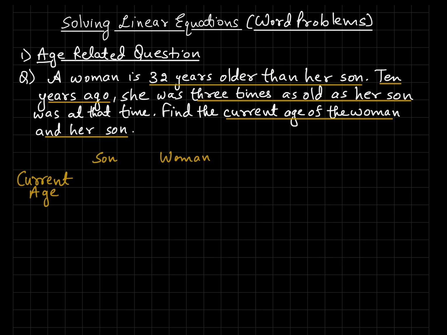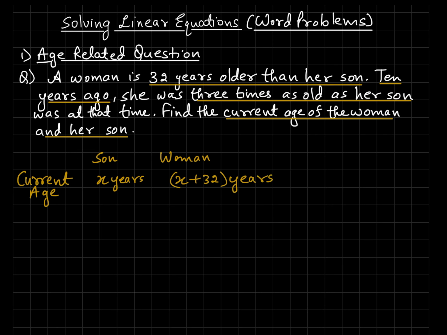So let us assume the current age of the son be x years. So woman's age would be what? Woman is 32 years older than her son. It means woman's age is x plus 32 years.